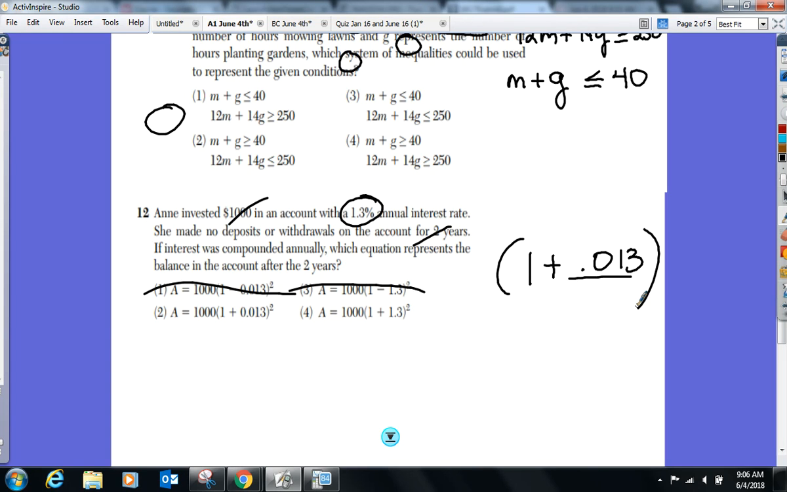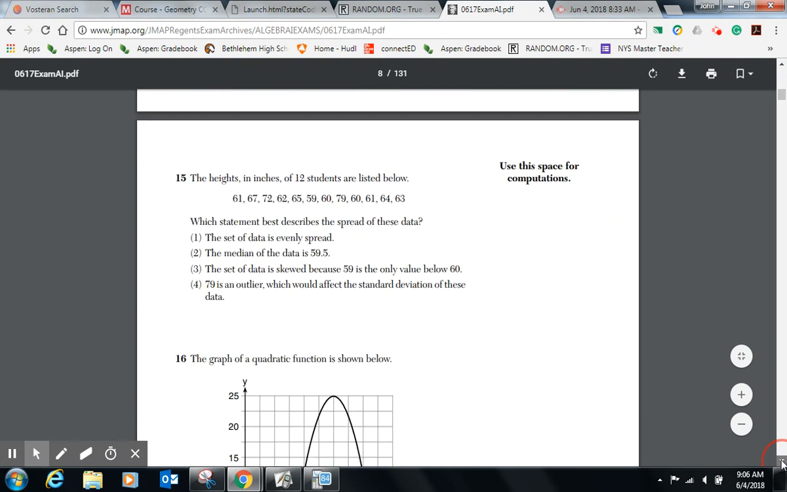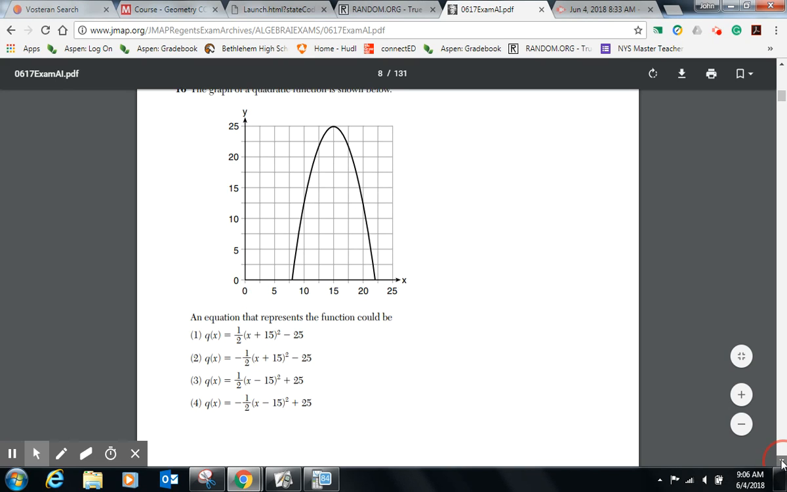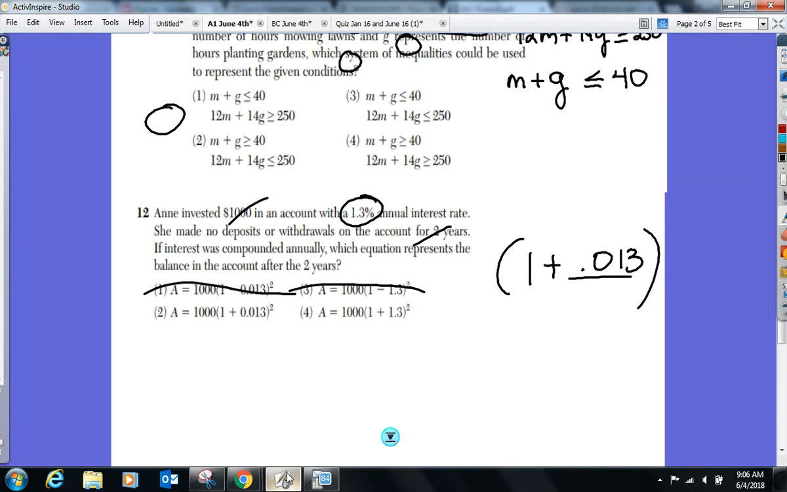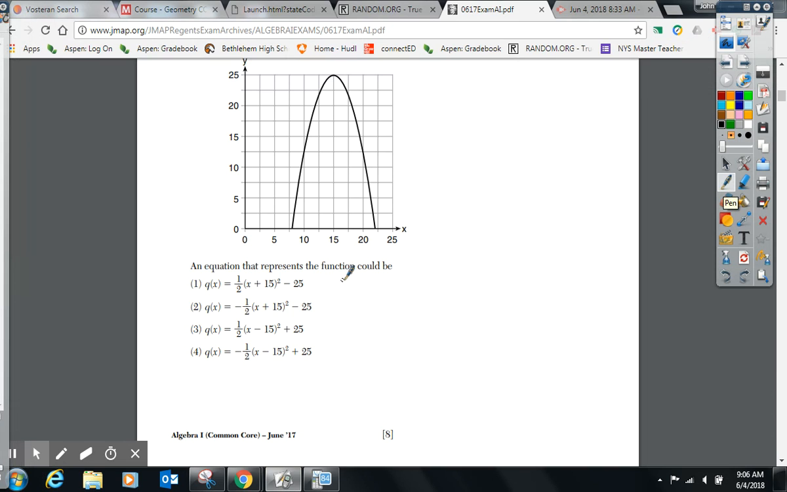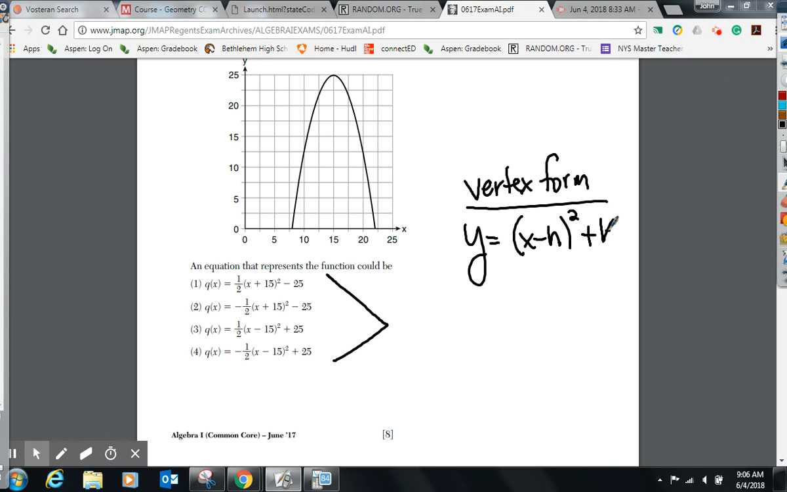Yep, Matt. On 16, is it minus 1 that the vertex is, like it shows up in the equation? On 15, well, no. You got to remember something with these. These are all in what we call vertex form, and if you want to write it down, fine. If not, I'll go over this vertex form. Y equals x minus h all squared plus k. And h and k represent the numbers that are in place of h and k. That's the vertex.